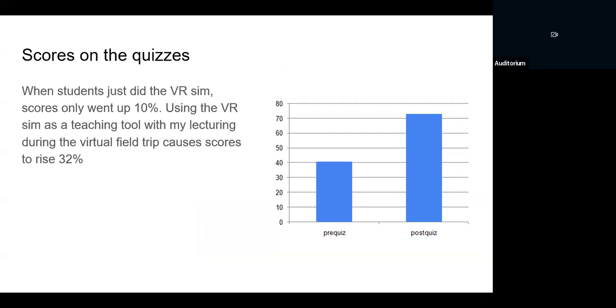I guess they're not reading when they're in the simulation. But what I found was really cool. If I stood behind them and used it as a teaching tool, scores went up 32%. I said, that's not bad. So that was 23. Then in 24, I said, let's try the Cretaceous.